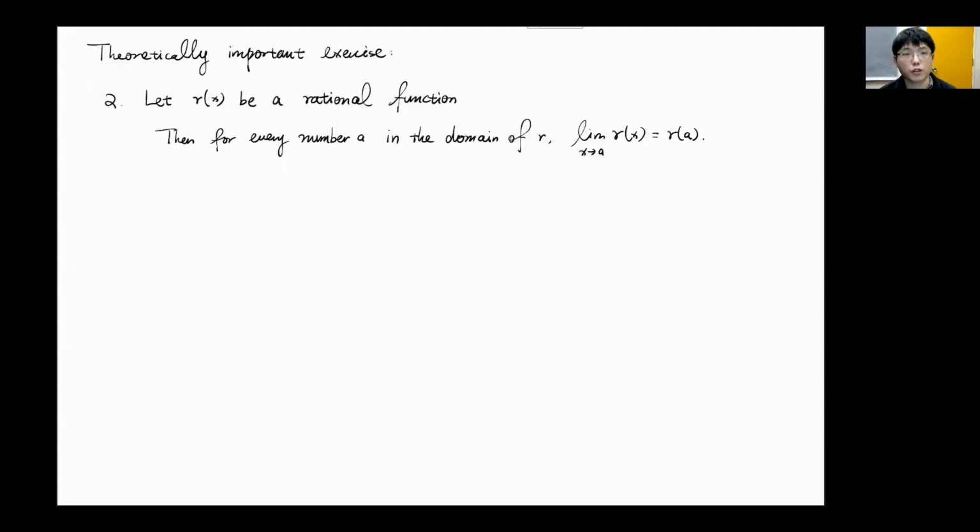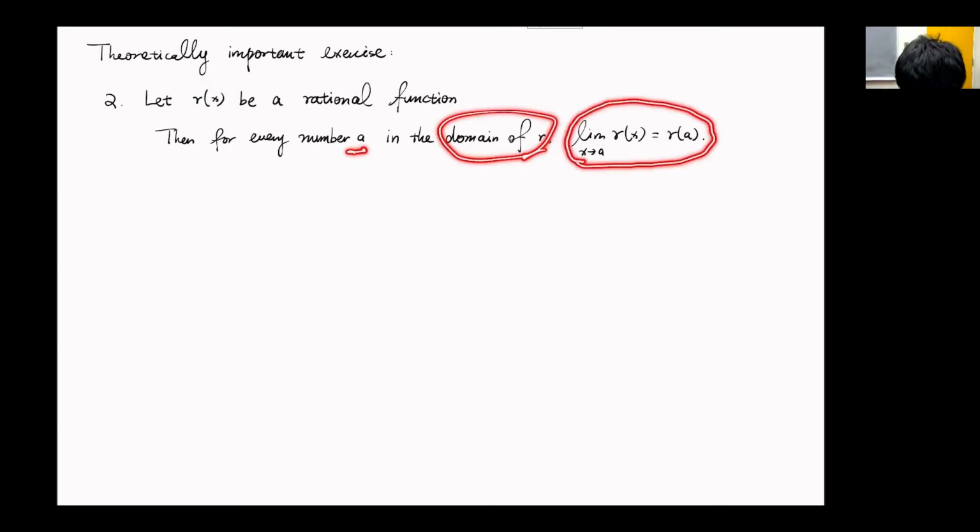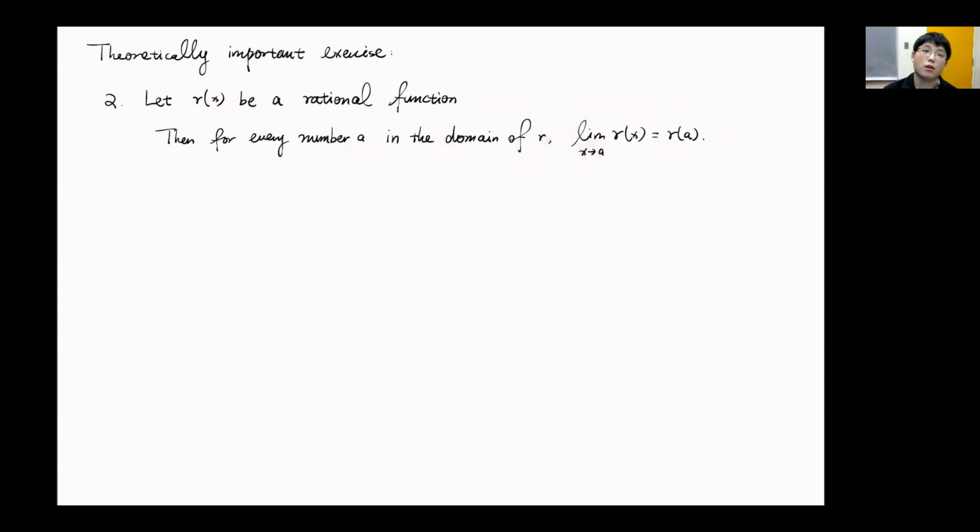Now let's look at the second exercise. So let r of x be a rational function. Then for every number a in the domain of the function, we also have the limit of r of x as x approaches a equals r of a. Okay, so we need to recall what it means for something to be a rational function.